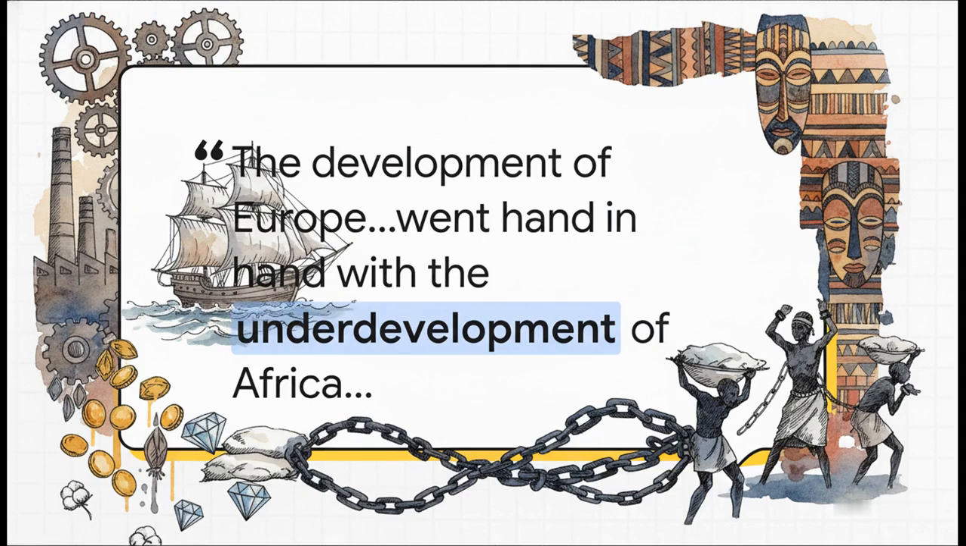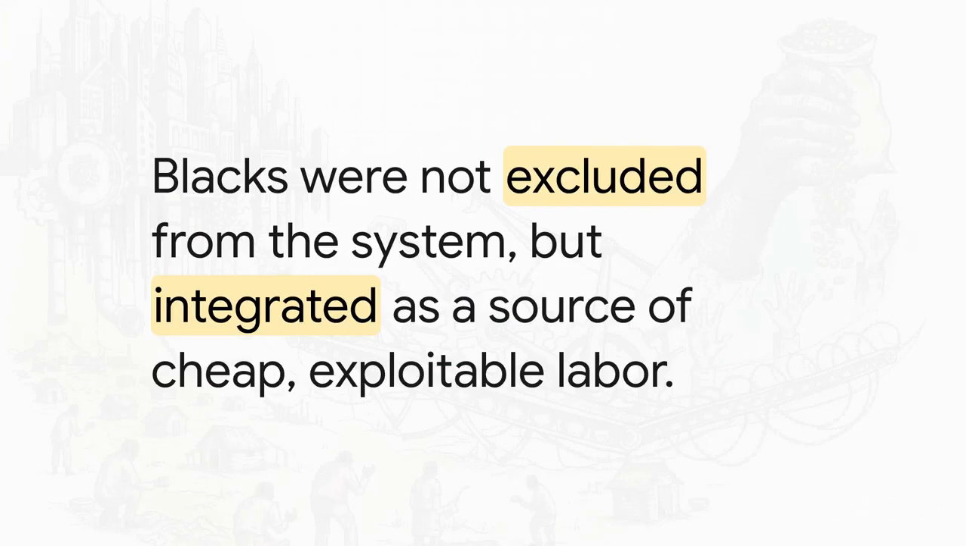This brings us to a really interesting point, kind of like a paradox. Manning Marable points out that the problem wasn't that black communities were left out of the capitalist system. Oh no, they were very much in it. The problem was how they were integrated as a permanent, built-in source of cheap, exploitable labor. So their very inclusion in the system was the tool used to underdevelop them.